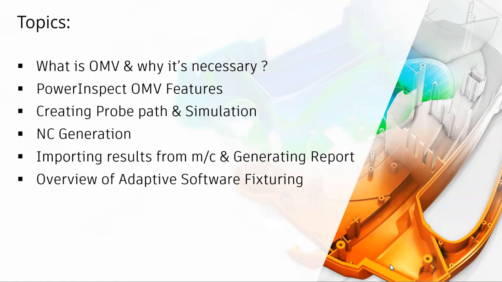After that we'll have a brief overview of adaptive software fixturing, which is basically the automation part. In most of the cases, inside milling applications, we need to align the component. You need to dial the component through X or Y, and it takes a lot of time. It's a time consuming activity, and it needs skilled manpower. To avoid that, you can use this adaptive software fixturing part. This is also included inside the PowerInspect OMV functionality, so we'll look into it.